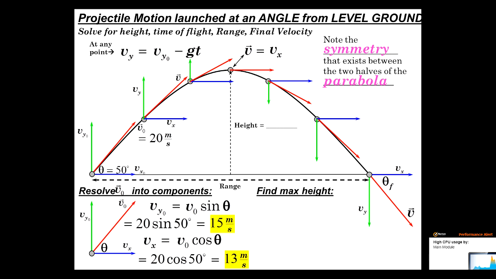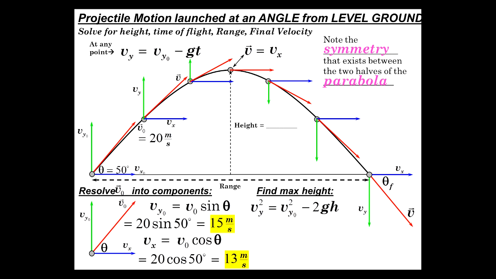Now we have those. Why do we want those? Because in analyzing all the rest of the vertical quantities here, for instance, the max height, we're going to be using only the vertical motion. The speed itself, the 20, does not enter in. It's 15 vertical, 13 horizontal, separate from each other.